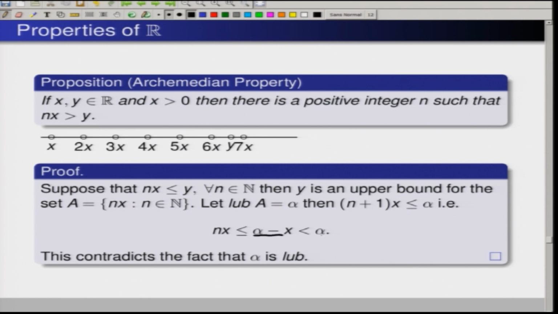Now, alpha minus x is less than alpha, and this is true for all n, therefore alpha minus x is an upper bound of A, but alpha is the least upper bound. How can we get an upper bound which is less than alpha? So, that is a contradiction. Therefore, our assumption that n x is less than or equal to y is wrong. Therefore, there will exist at least one n for which n x has to be bigger than y.